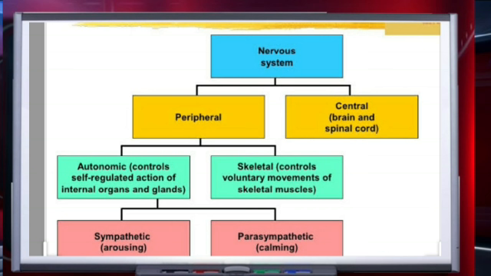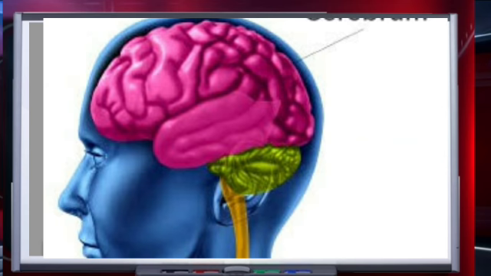The sympathetic nervous system and the parasympathetic nervous system have opposite effects on internal organs of the body. If one system exerts a stimulatory effect on an organ, then the other system exerts an inhibitory effect on the same organ. The other type of peripheral nervous system, that is skeletal nervous system, controls voluntary movements of skeletal muscles. Now let's see about the brain.